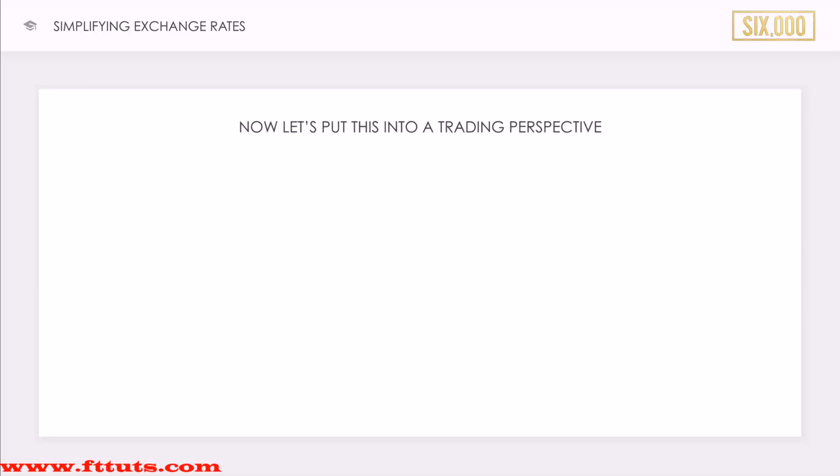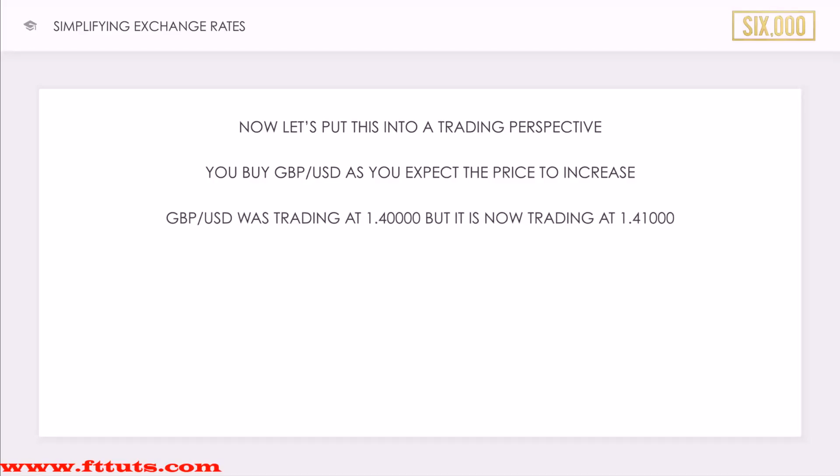So let's put this into a trading perspective. Let's break it down even further for you. You buy Great Britain pound US dollar on the trading charts on your trading platform as you expect the price to increase. So Great Britain pound US dollar was trading at 1.4, but is now trading at 1.41. You would have made profit as the exchange rate has increased. So of course, if you're buying and the exchange rate increases, you make profit.